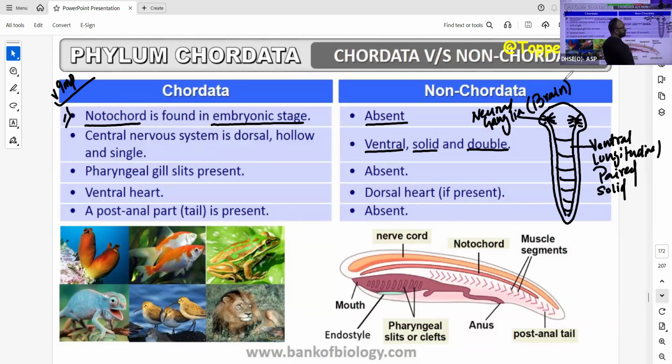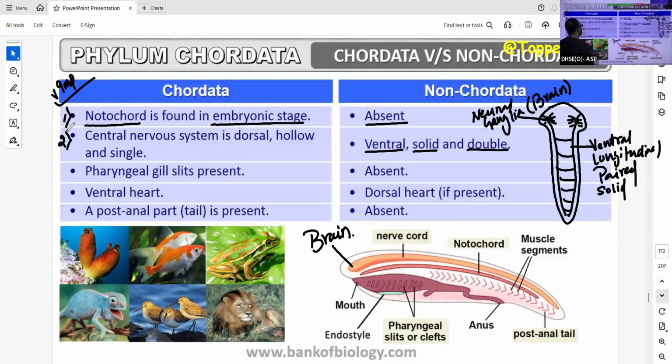Whereas in case of chordates, as you can see, a properly developed single dorsal hollow nerve cord is present, and the anterior section represents the brain. Is this clear, people? This is a very, very important differentiation. Please mark it, understand it properly.